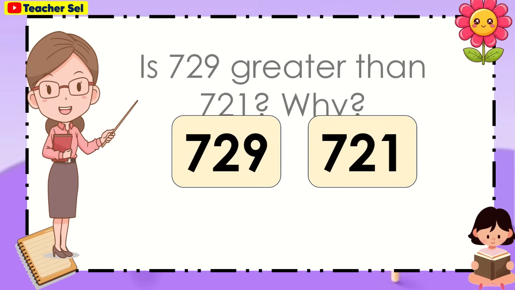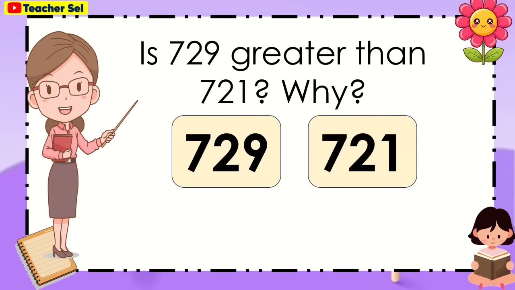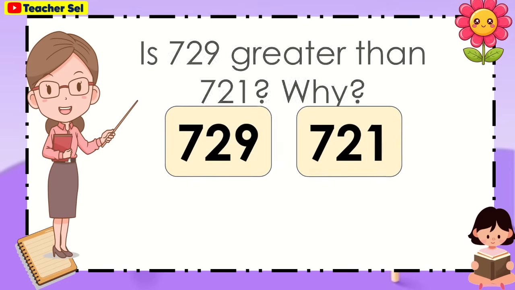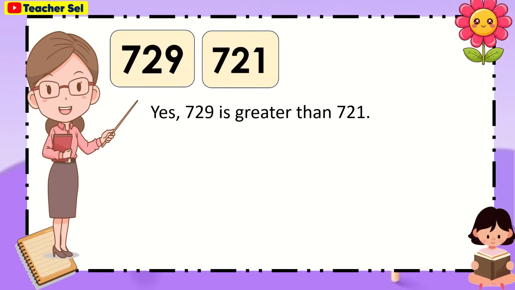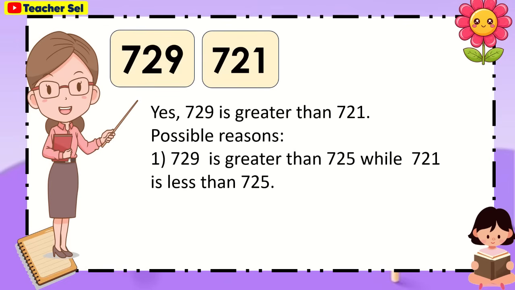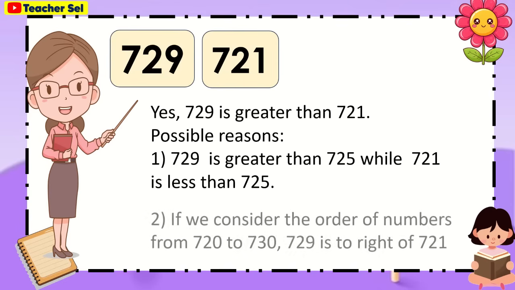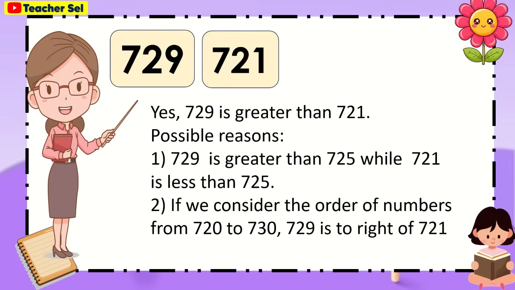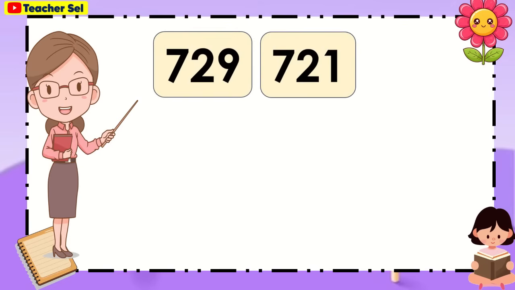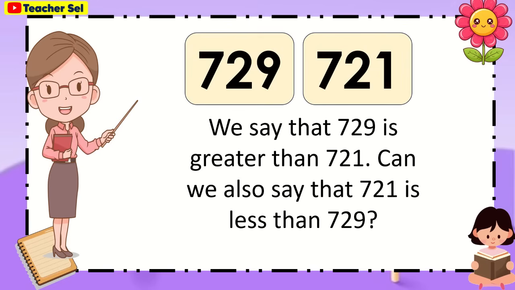729 and 721. Is 729 greater than 721? Why? Yes, 729 is greater than 721. Possible reasons: 729 is greater than 725, while 721 is less than 725. If we consider the order of numbers from 720 to 730, 729 is to the right of 721. We say that 729 is greater than 721.